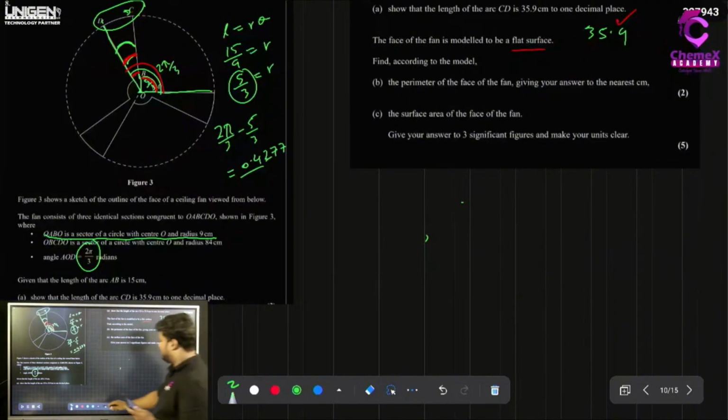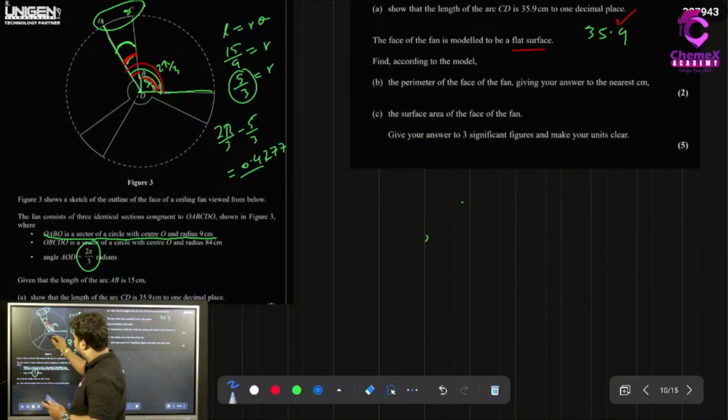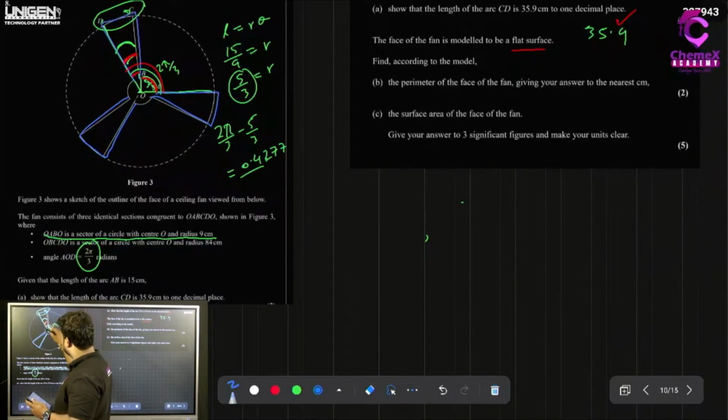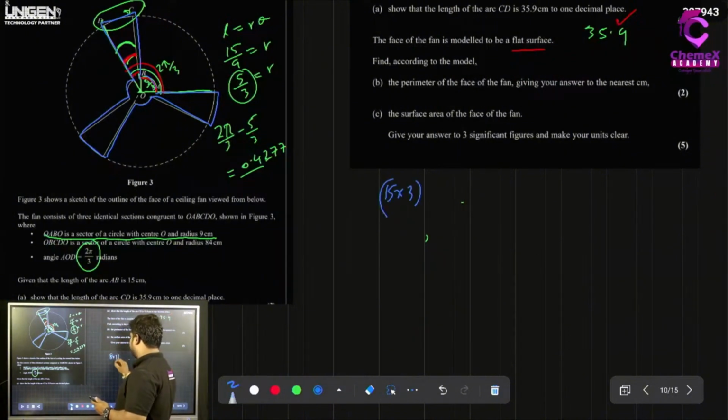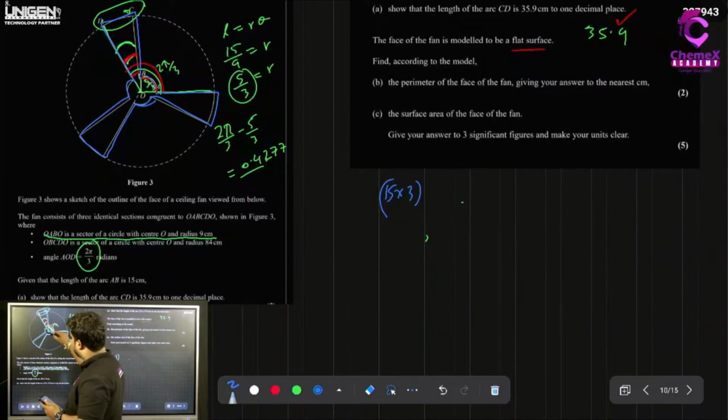So in the fan, what are the faces you have? This is one, this is one, this is one, and so on, and these two. The blue color ones are the faces, right? Now I'm trying to get the AB arc length. Do you know it? Yes, 15. So 15 times 3. Why? One here, and one here. Got it?